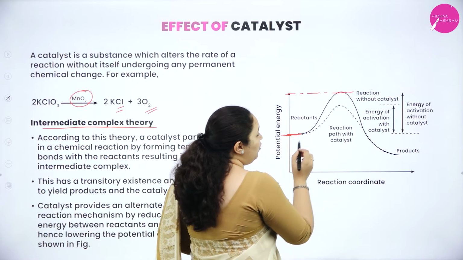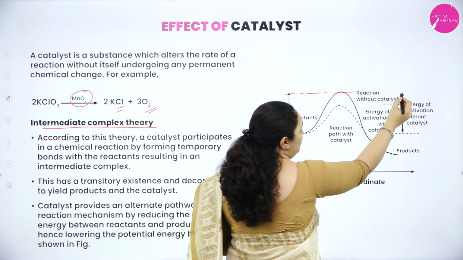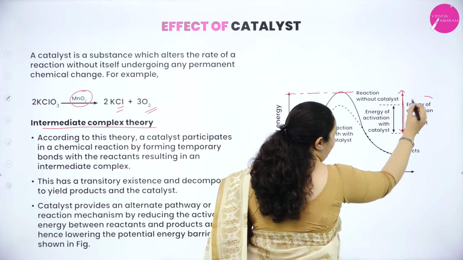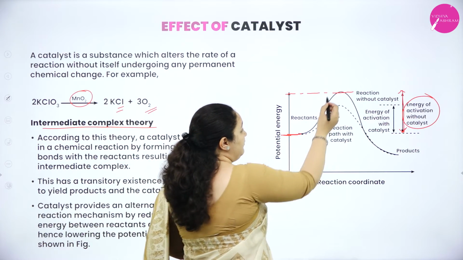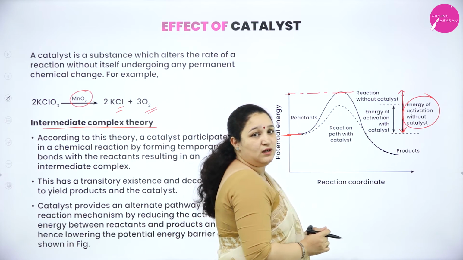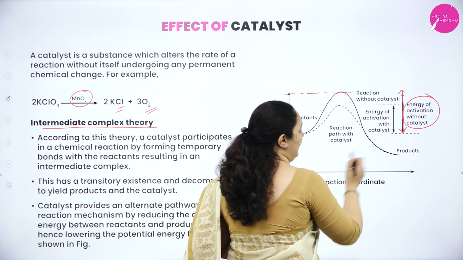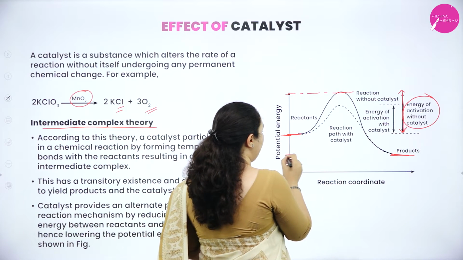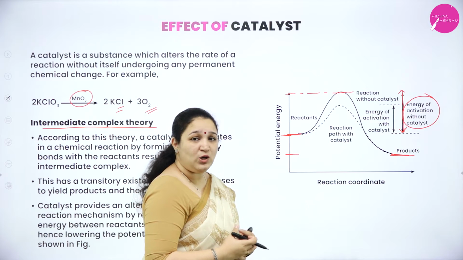Okay. Now without a catalyst, the reactants have to take up this much activation energy. Then they will come to the threshold energy level and then they can form products. So this is the energy level of the product, somewhere here. Okay. But when I add a catalyst, what will happen?